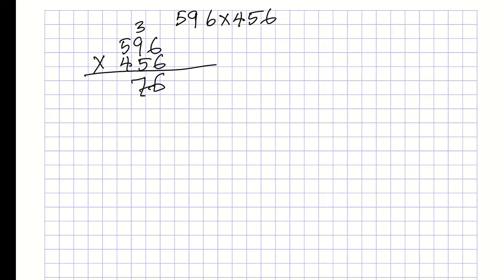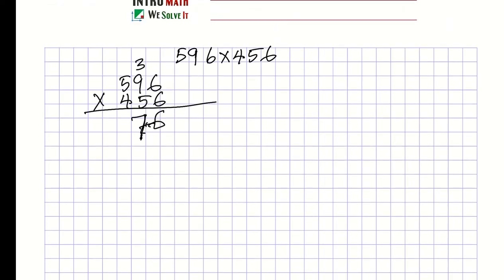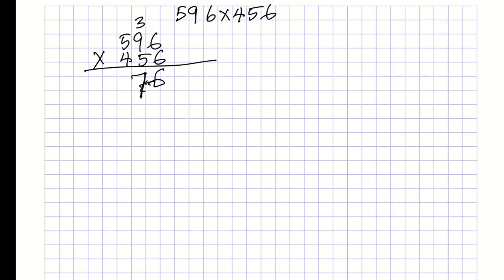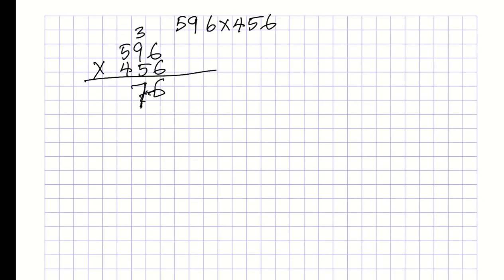You write 7 here. I don't know why this stuff is moving. Just give me a minute. You write 7 here, and then you carry 5. Okay, you put 5 here. You say 6 times 5 is 30 plus 5, 35. Then you write the whole thing down because we're done with the figures.